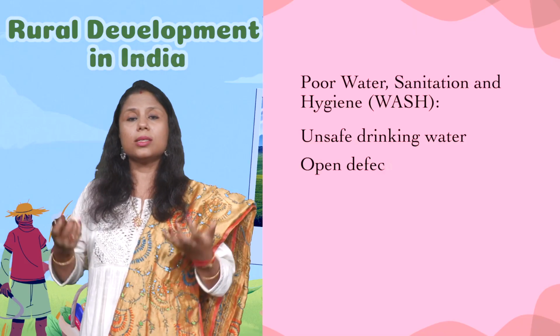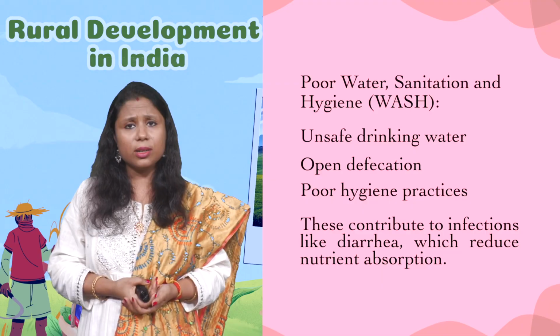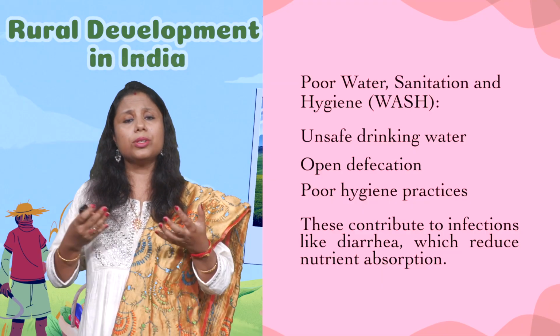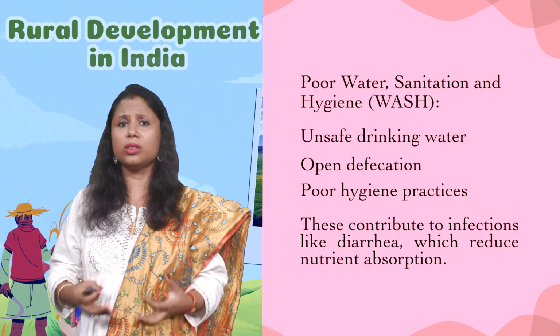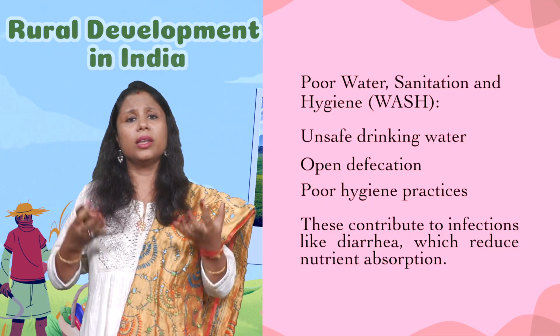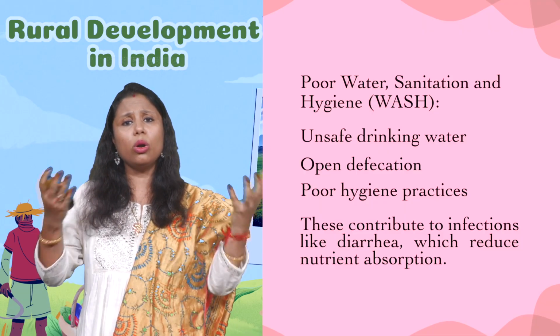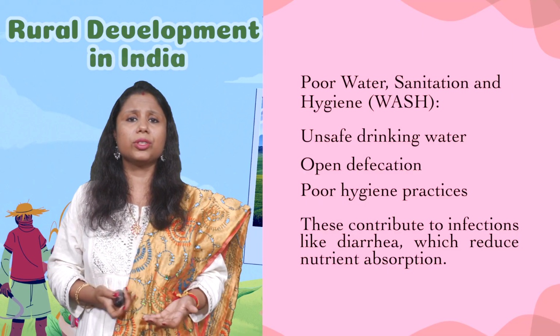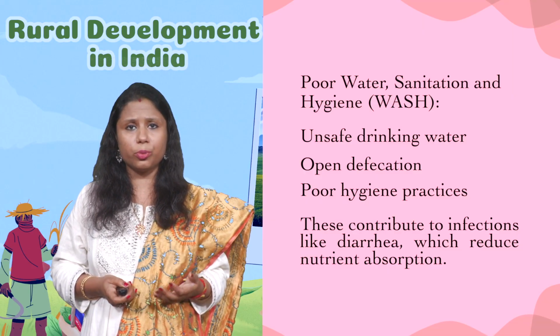Then poor water, sanitation and hygiene is another issue of grave concern in the rural areas, because even today we see that in many rural areas drinking water is not safe, there is open defecation, and there are poor hygiene practices, and all of these contribute to infections like diarrhea, which reduce nutrient absorption.